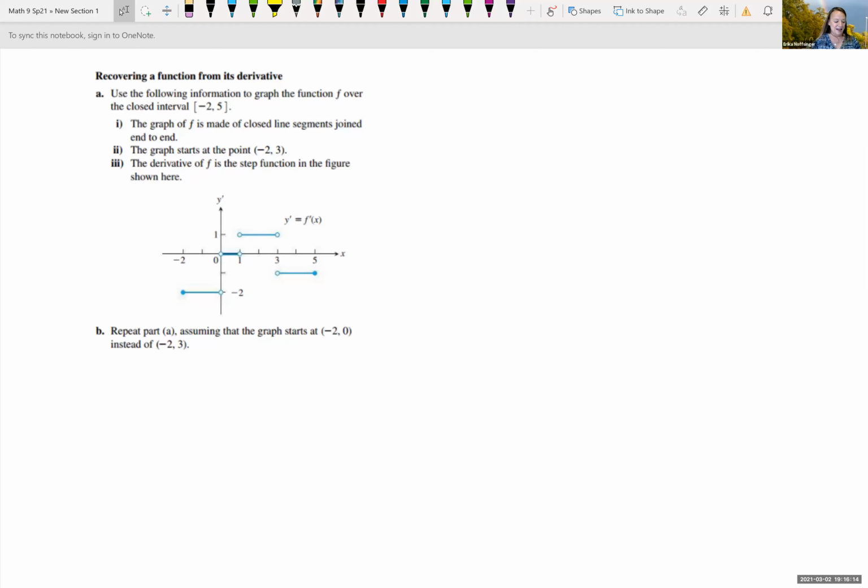So we have a problem in front of us that says use the following information to graph the function f over a closed interval -2, 5. It tells us the graph of f is made of closed line segments joined end to end. The graph starts at the point -2, 3, and the derivative of f is the step function in the figure shown here.